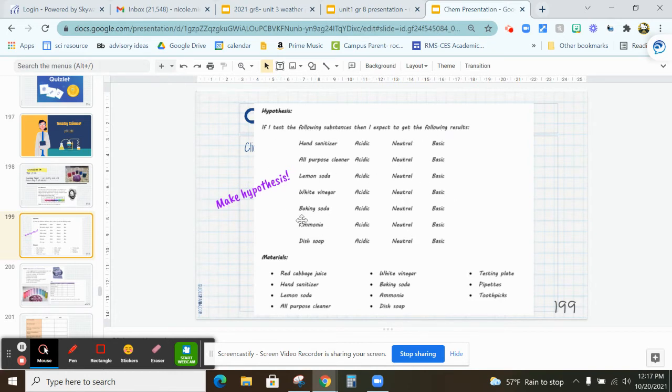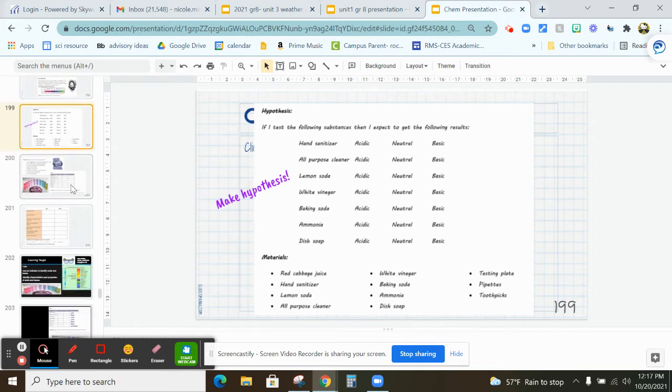And then the different substances they tested were over here on the left: hand sanitizer, all-purpose cleaner, lemon soda, white vinegar, baking soda, ammonia, and dish soap. If you missed this lab, why don't you go ahead and pause the video at this time and make your prediction. What do you think these substances are?